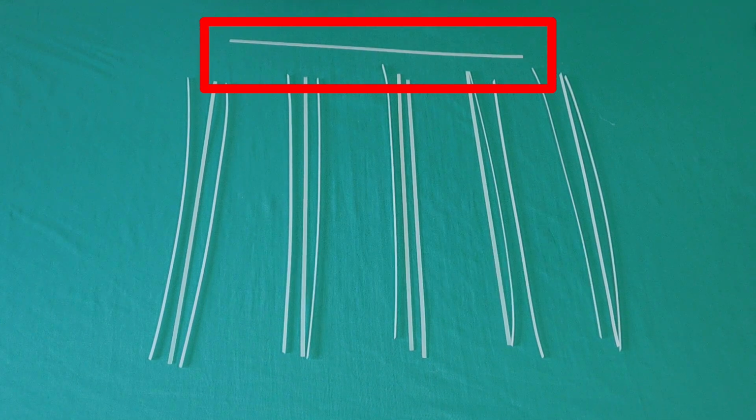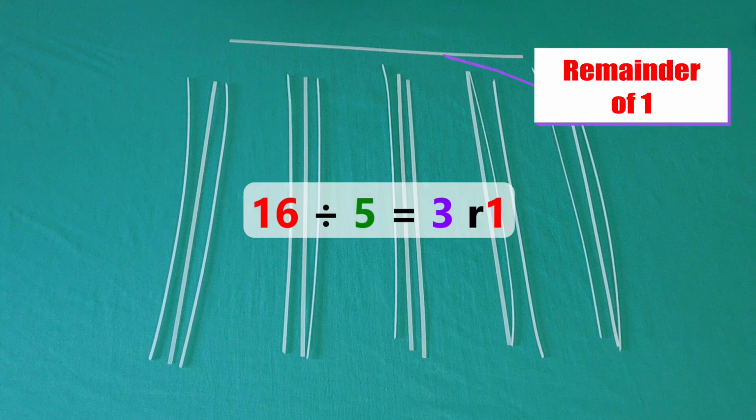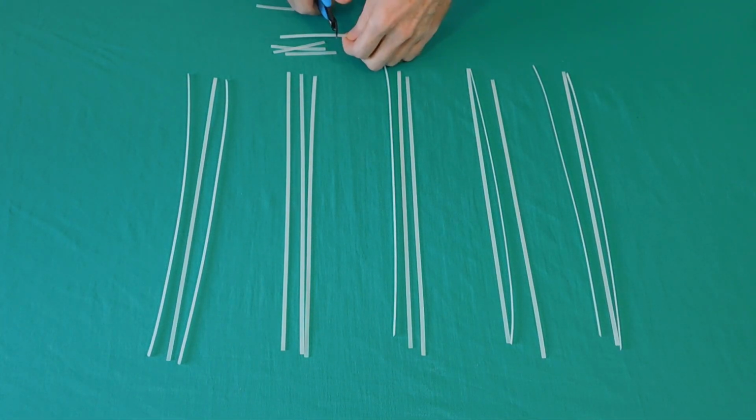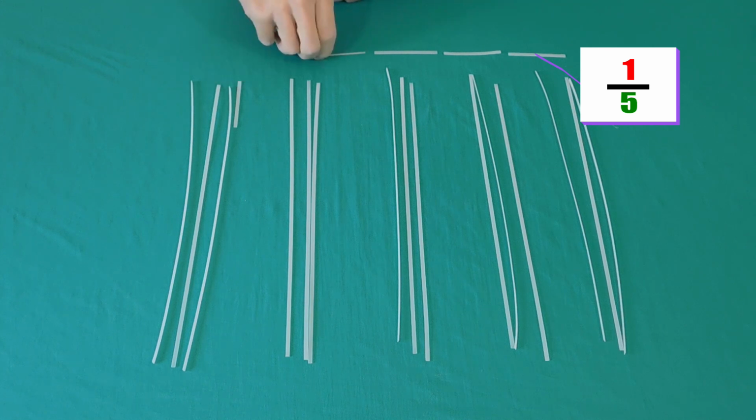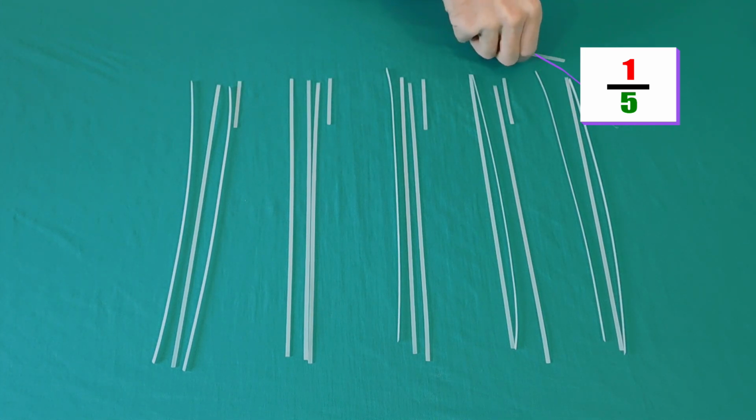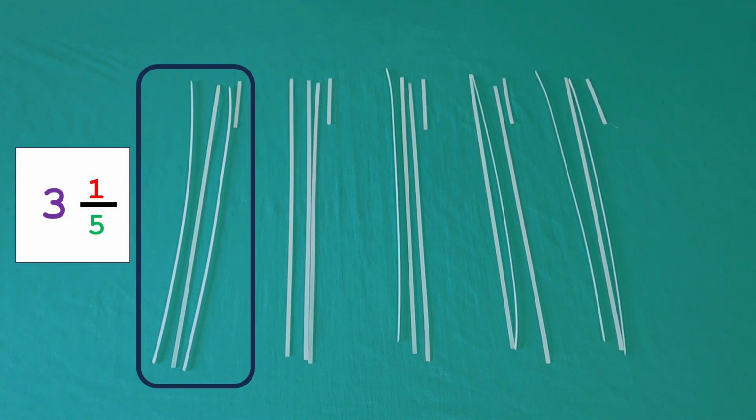In math, instead of saying the phrase leftover, we use the word remainder. So we would say that 16 divided by 5 gives 3 with a remainder of 1. That means each group has 3 sticks, but there is 1 whole stick that wasn't divided. We can cut this stick into 5 equal parts. Then each one of those parts represents 1/5 of a stick. Now each group has 3 whole sticks and 1/5 of a stick.